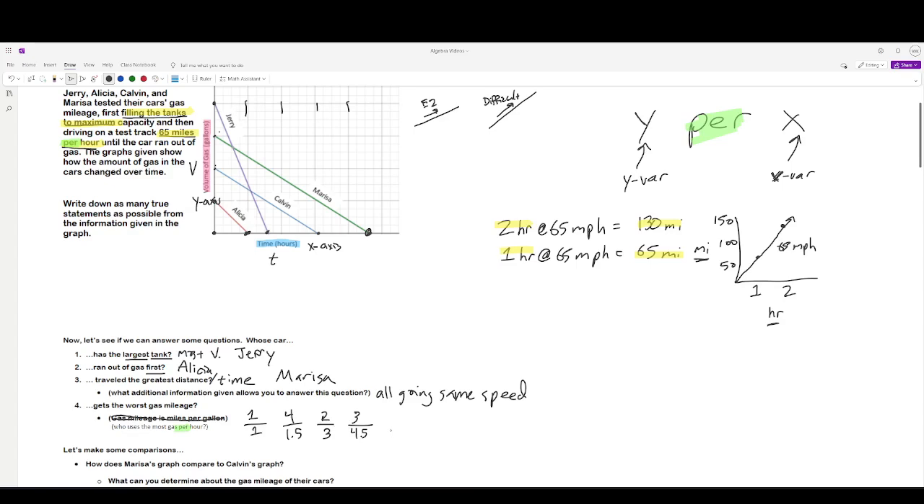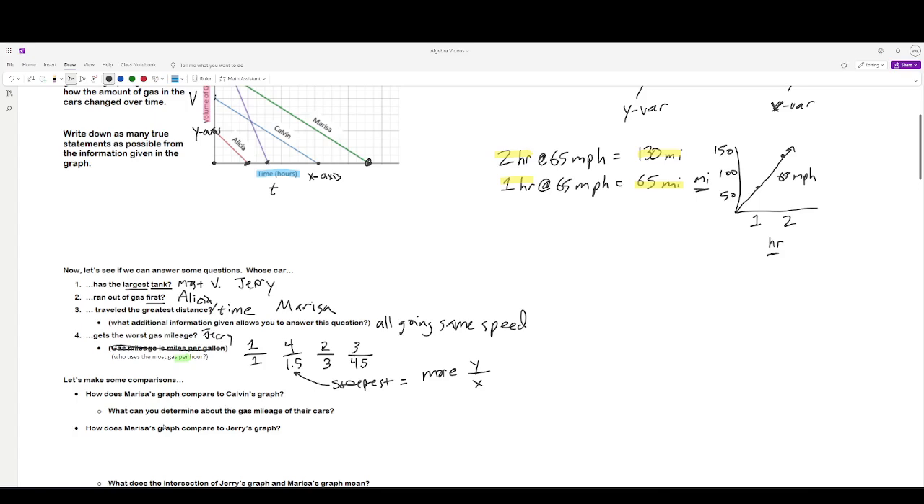So relative to the picture, what that means is this one is the steepest line. So the steepest uses the most gas per hour, or the most Y per X. So steepest equals more Y per X. All right, so Jerry has the worst gas mileage.